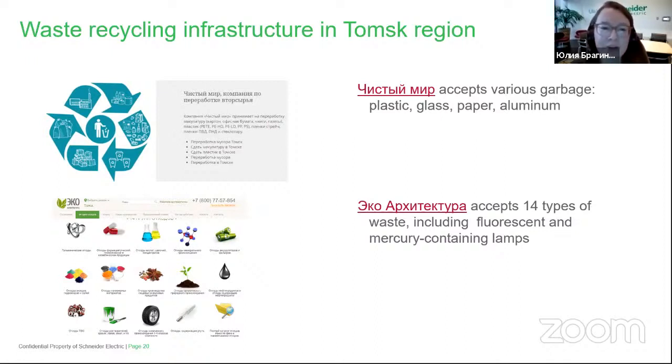I found some information. There are two companies. The first of them is Chistemir. This company accepts various garbage like plastic, glass, paper, and aluminium. This is the classic type of waste from households. Another one is Eco-Architectura. This company accepts 14 types of waste, including fluorescent and mercury-containing lamps. I know that in greenhouses we can use this type of lamps in your project.